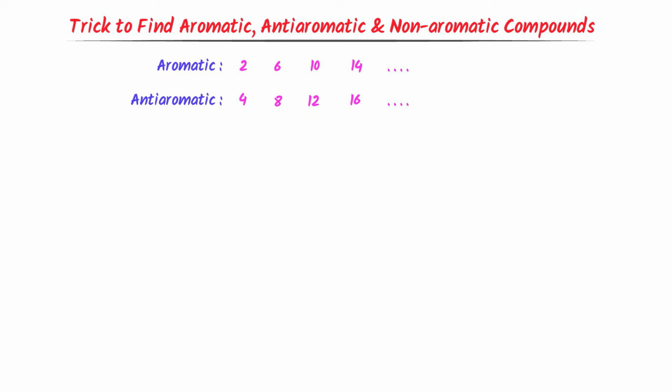We already know that aromatic compounds are those compounds which have 4n plus 2 pi electrons, while anti-aromatic compounds are those compounds which have 4n pi electrons. Also note it down that for each double bond, I will write 2 electrons. For each negative charge, I will write 2 electrons. For each lone pair of electrons, I will write 2 electrons. Remember that for positive charge, I do not write any electron.